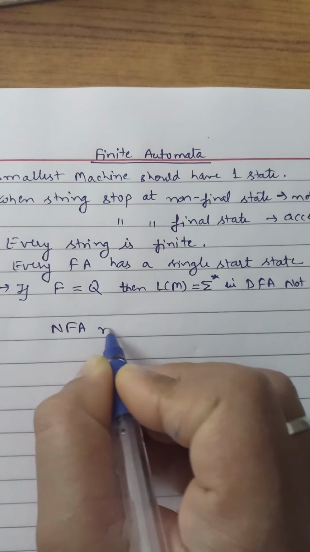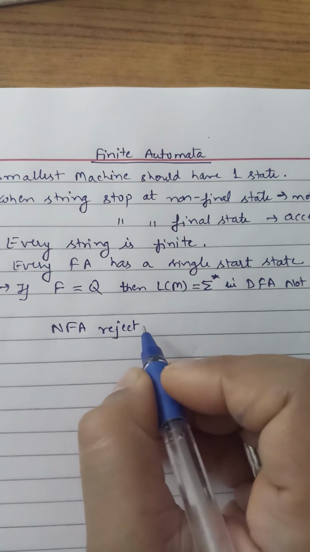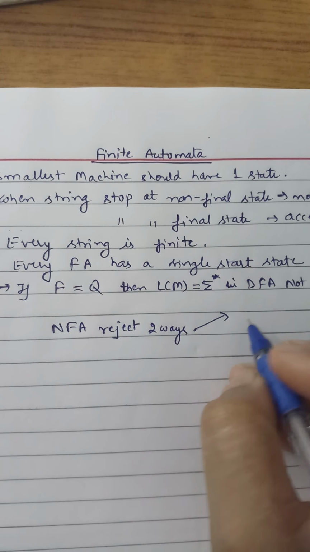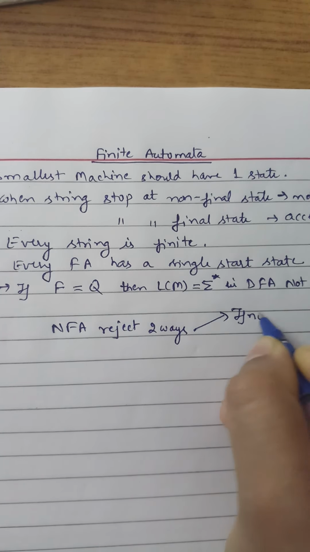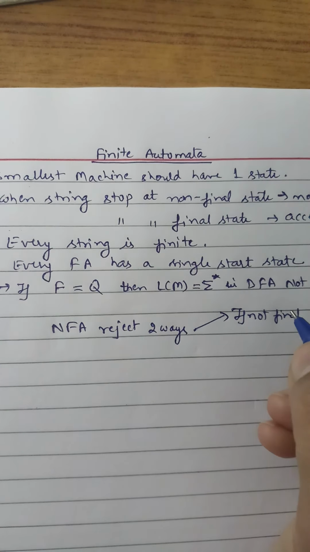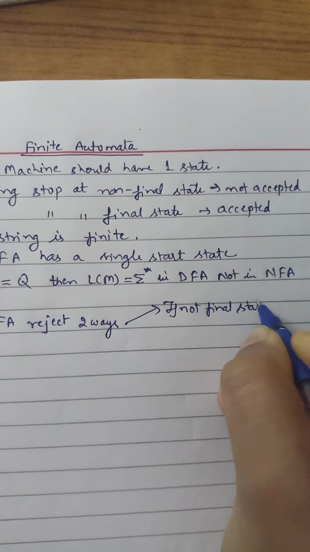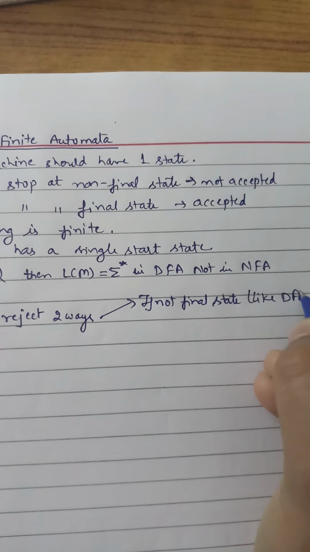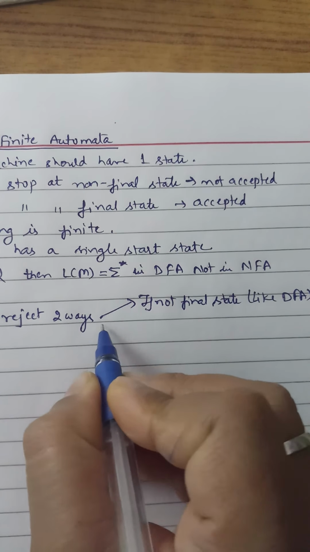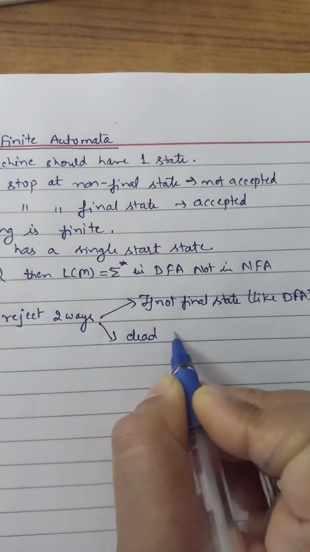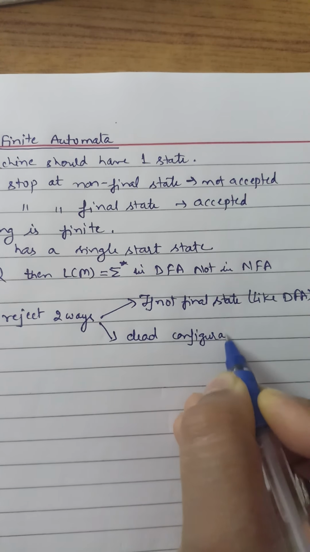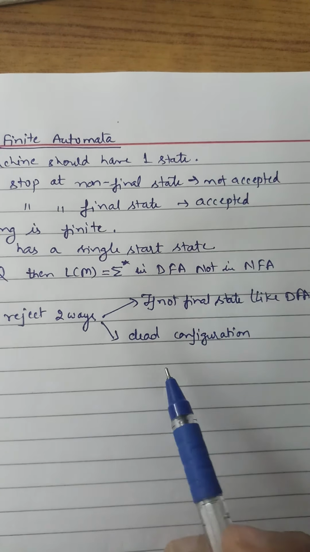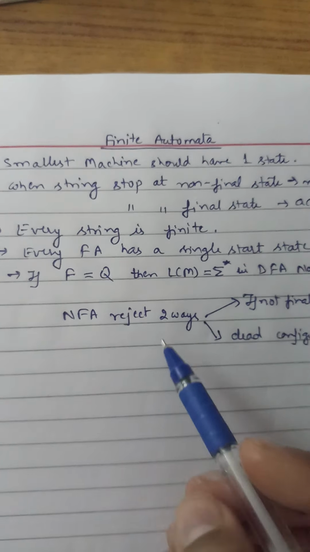NFA can reject in two ways. First is if the string is not at a final state, like DFA. And another one, dead configuration. When a string reaches a dead configuration, it means that string doesn't belong to that machine or that language.